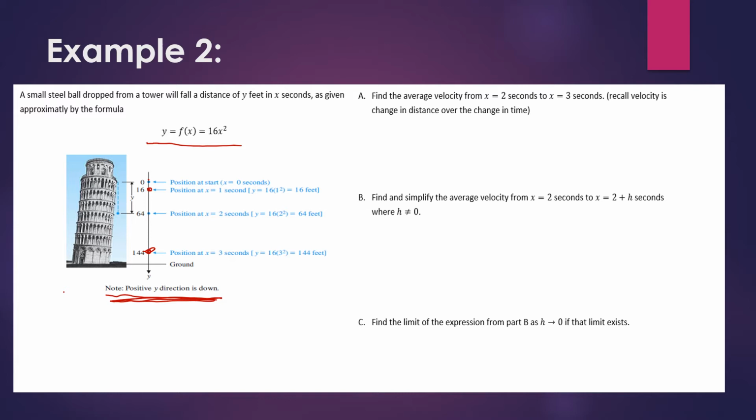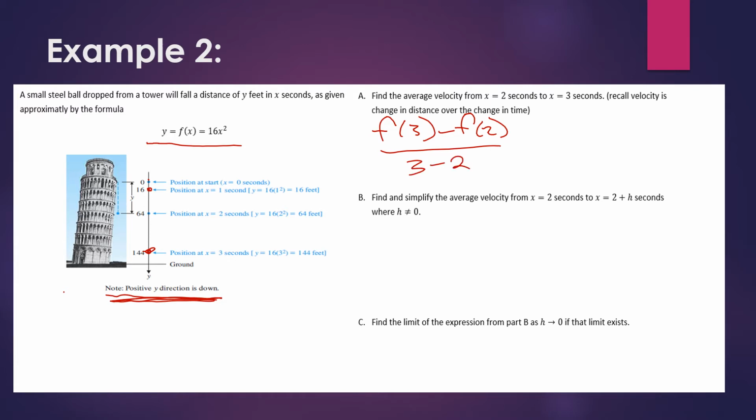That's always good to know because vectors and what is positive, what is negative is up for debate. So for A, it says find the average velocity from x equals 2 seconds to x equals 3 seconds. It also reminds you that velocity is the change in distance over the change in time. So they're really asking, well, what is your position at 3 seconds? Well, let's call that f of 3, minus the position at 2 seconds, f of 2, over the change in time. Well, we're at the 3-second mark and the 2-second mark.